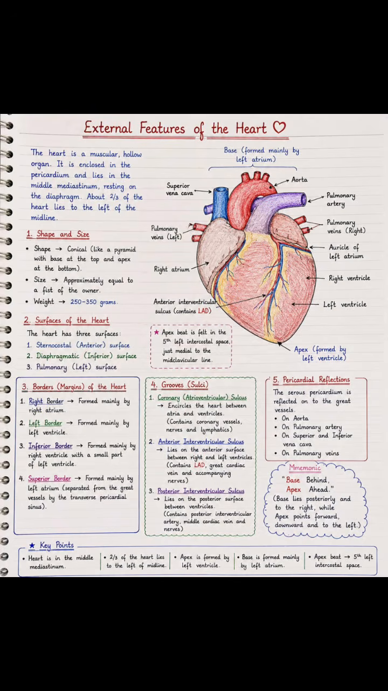Now let's move towards the surfaces of the heart. The heart has 3 surfaces. First is the sternocostal, or anterior surface. Second is the diaphragmatic, or inferior surface. And third is the pulmonary, or left surface.